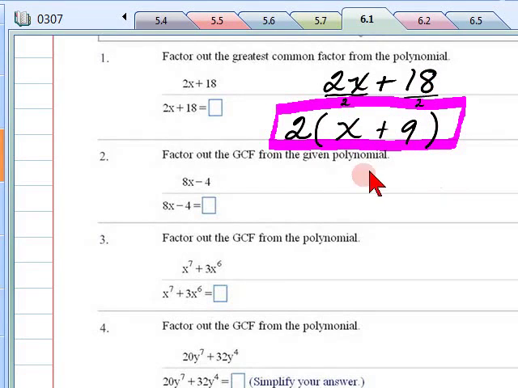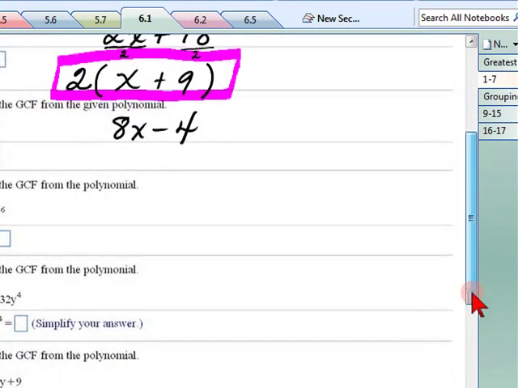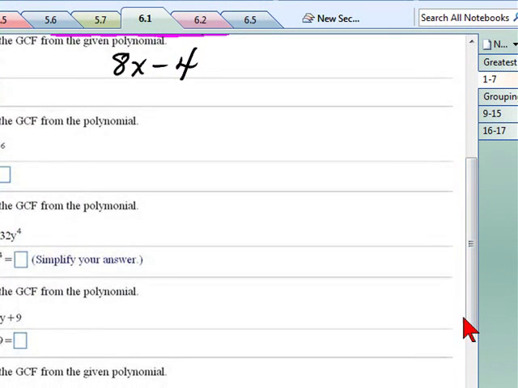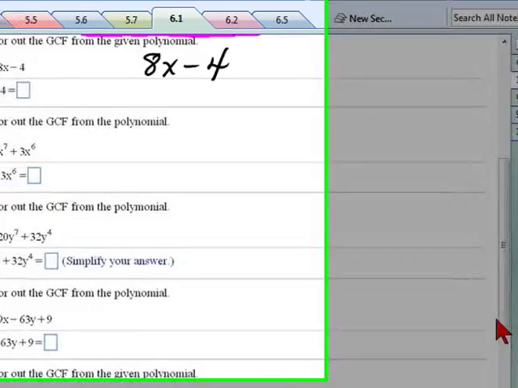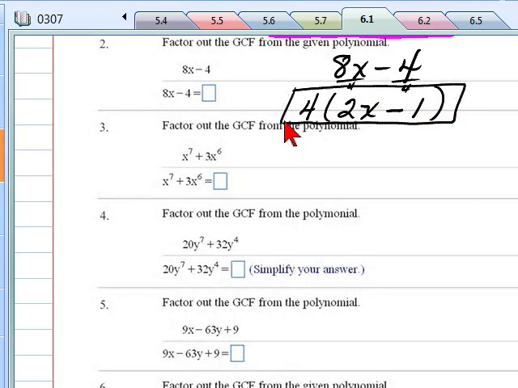Let's look at the next one. I have 8x minus 4. Is there a common factor? 4. Now, I probably shouldn't have said it the way I did. I said, is there a common factor? I should have said, what's the greatest common factor? Because 2 is a factor, but I wouldn't want you to factor out 2. You need to factor out the biggest thing you can, which turns out to be 4. And if I divide each of these by 4, what will I get as my other factor? 2x minus 1. Is that okay?